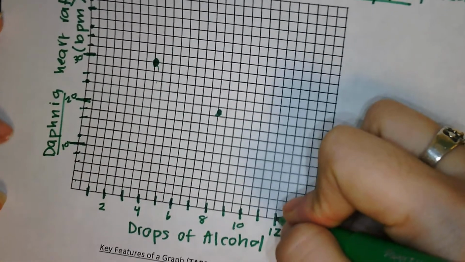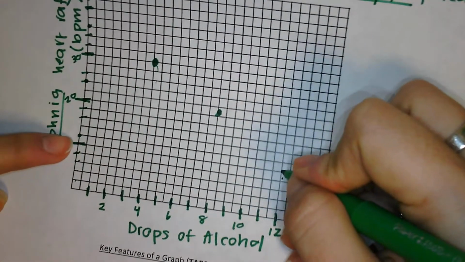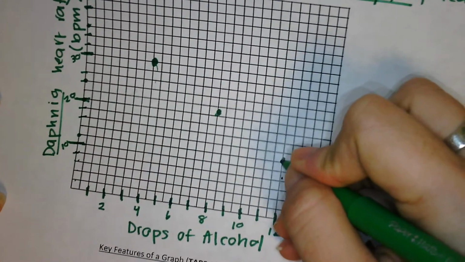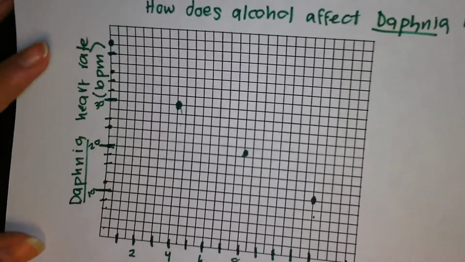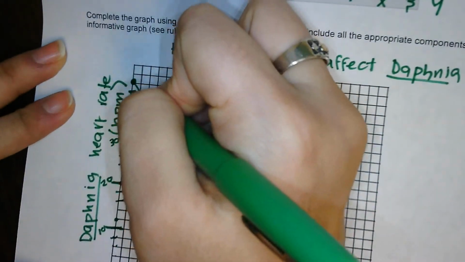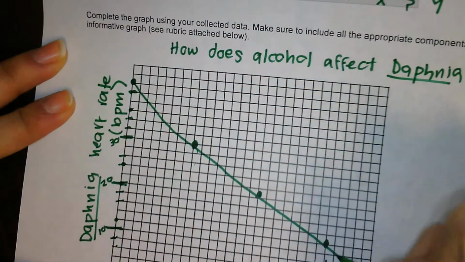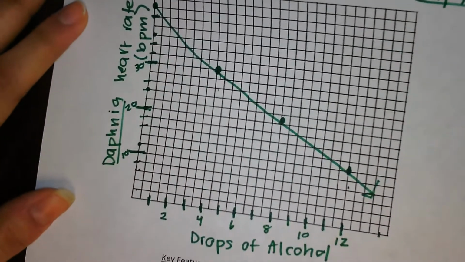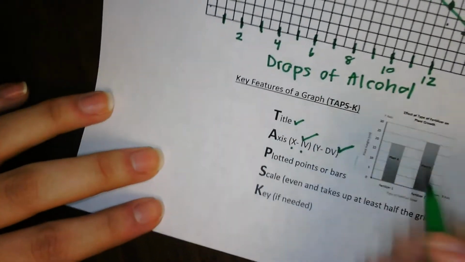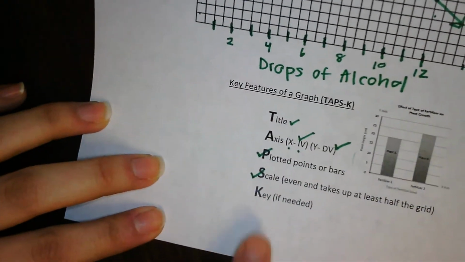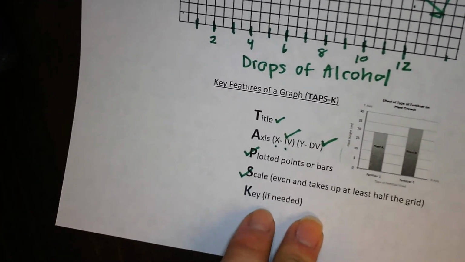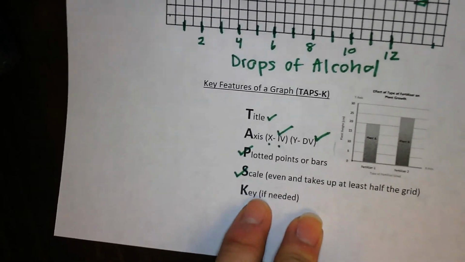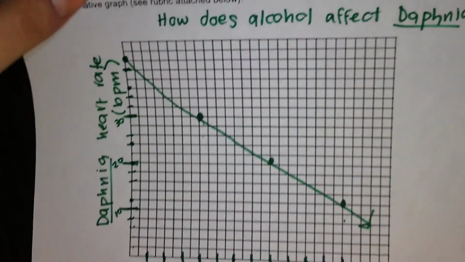So at 12 drops, I had about 13. Boom. And because this is a linear graph, I can go ahead and connect my points, and you can draw a little arrow like this going down. And that is my scale and my plotted points. I don't need a key because I only have one set of data. I would use a key if I needed a bar graph, and then I could be like, oh, red is water, blue is soda, pink is perfume. All right, so those are all the steps of how to draw an appropriate graph.